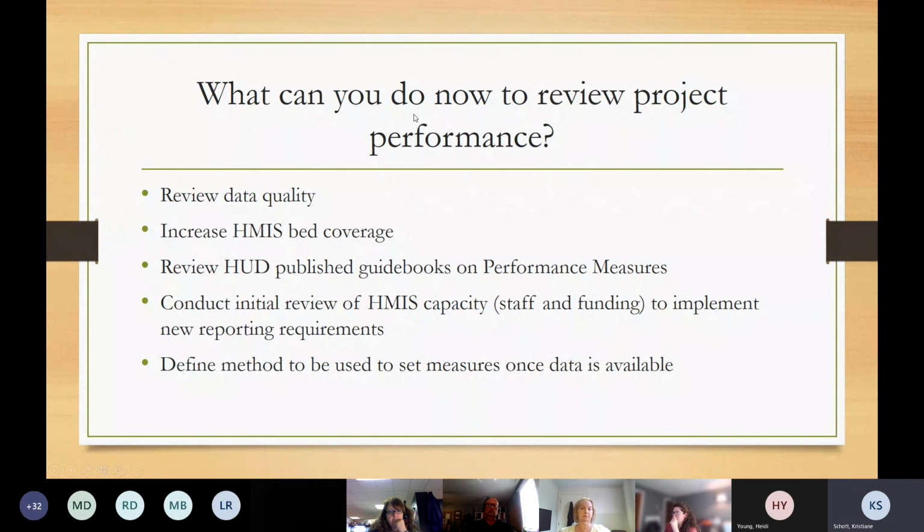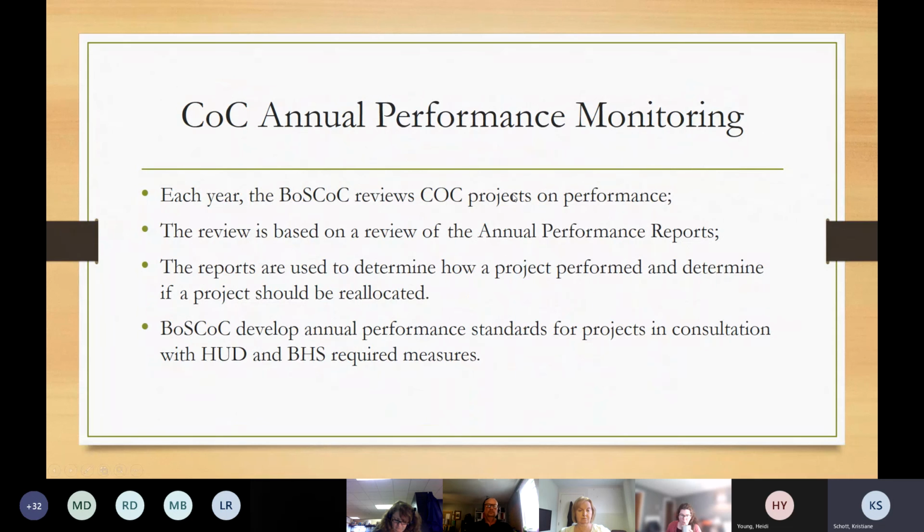So that is one way that the CoC is evaluated based on performance monitoring by HUD. The balance of state continuum of care also conducts yearly performance monitoring of continuum of care projects specifically. So HUD monitors the system, balance of state continuum of care monitors the projects, and this is both on performance. So each year we review continuum of care projects' annual performance reports. These reports are looked at to determine how a project is performing and determine if a project should be reallocated according to the balance of state reallocation policy.